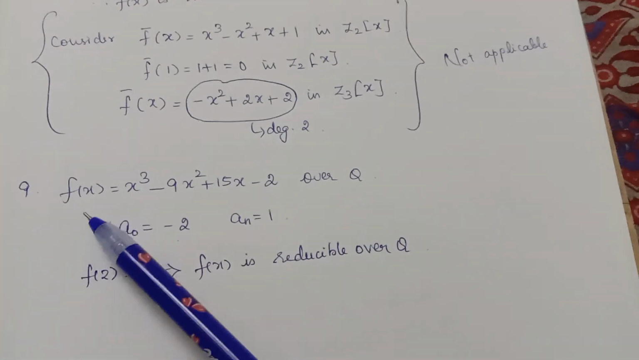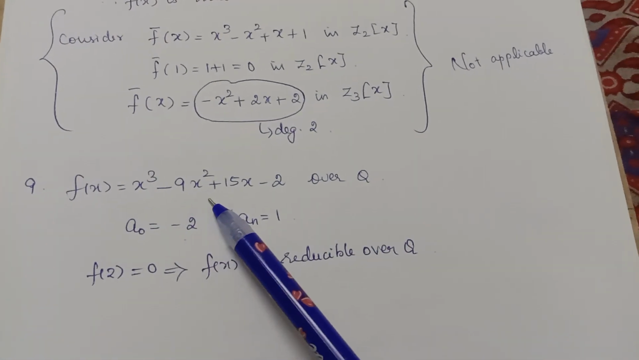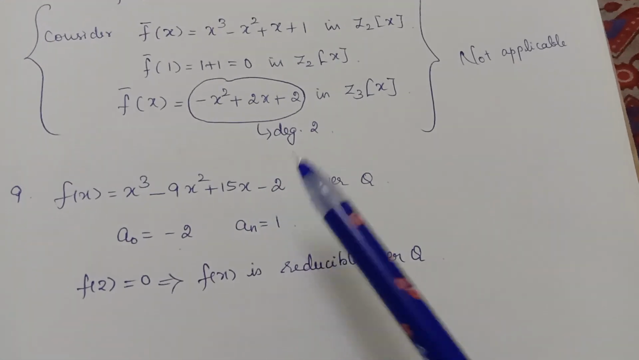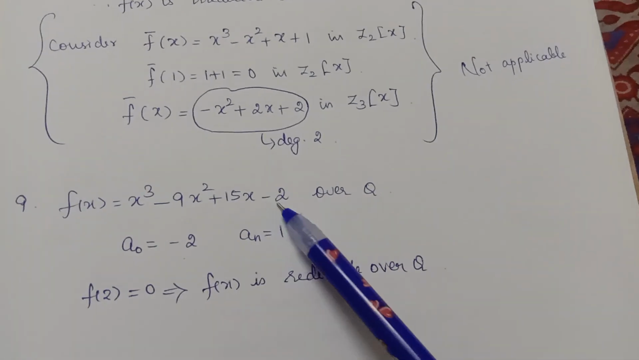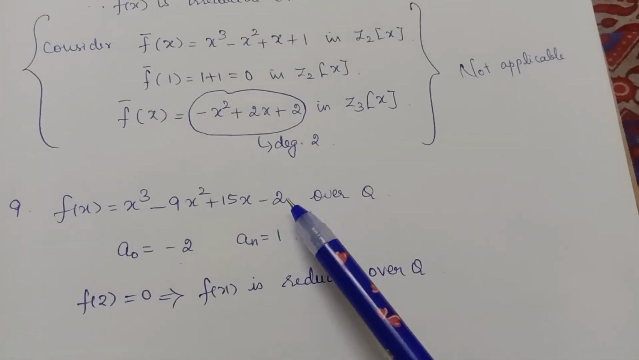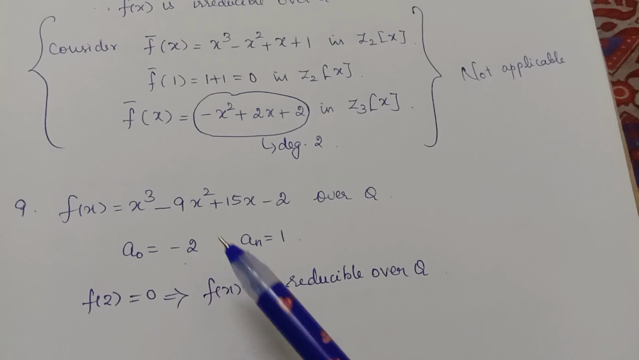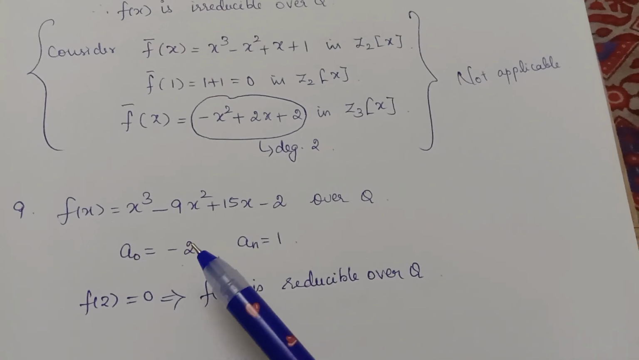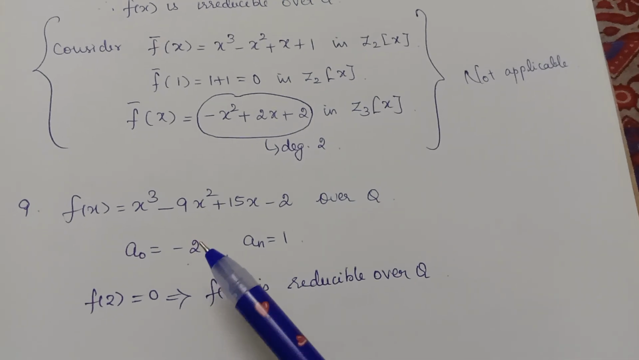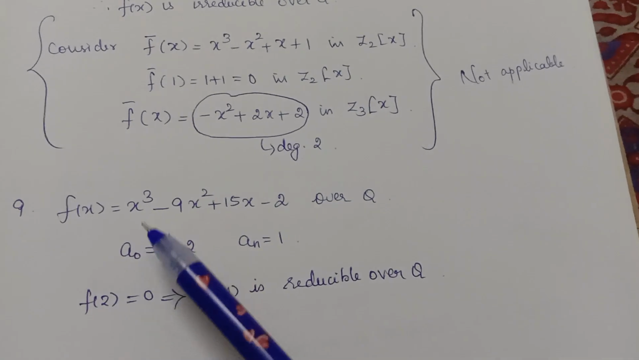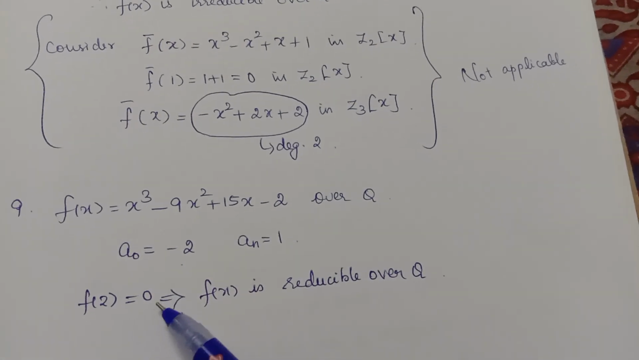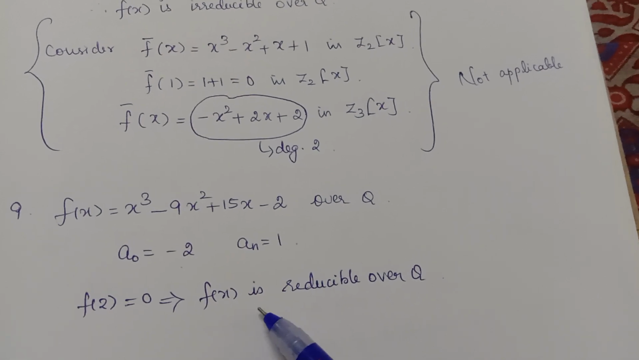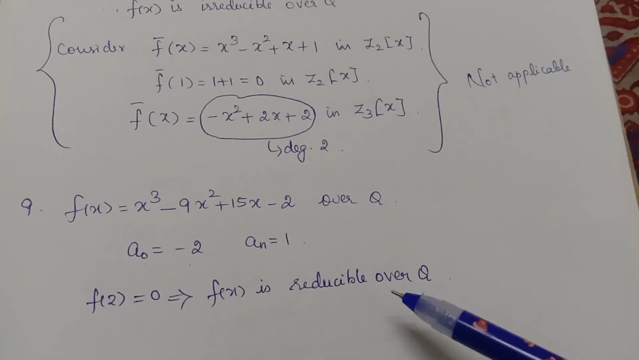Okay, next one, f of x equal to x cube minus 9x square plus 15x minus 2 over Q. Here this is a monic polynomial, the constant term is minus 2, right? So the only possible roots can be plus or minus 1 or plus or minus 2. If I check randomly, f of 2 equal to 0, therefore f of x is reducible over Q.